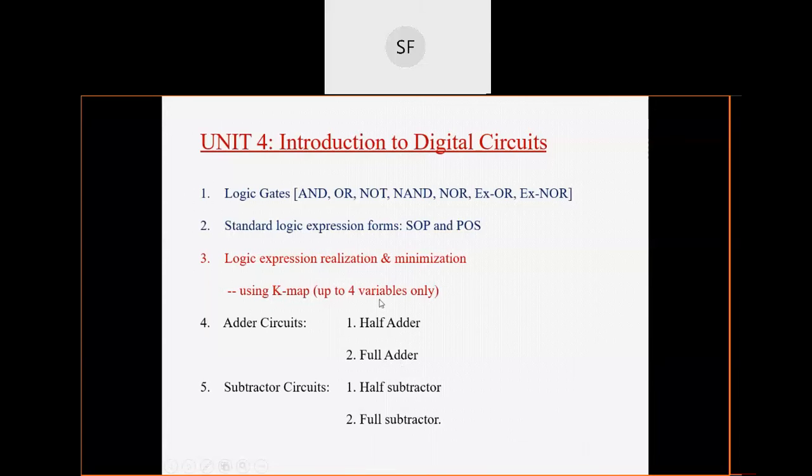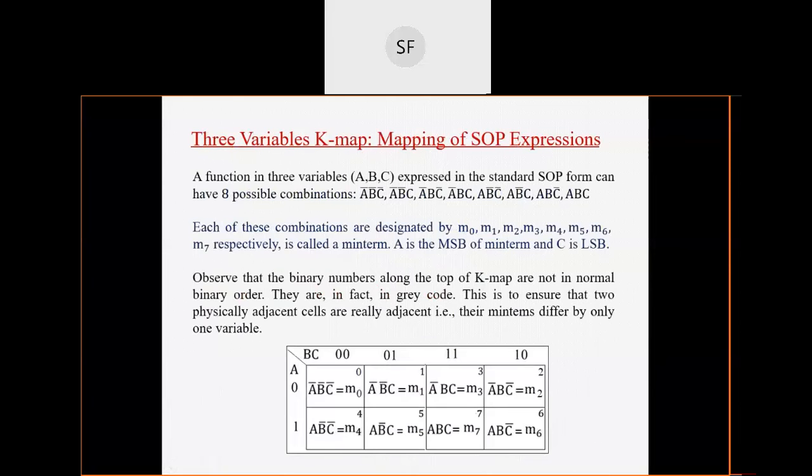We have seen the K-map of 2 variables in the last few sessions. We have also seen the SOP form and POS form for the same. So now in today's discussion, we will study the 3 variable K-map. Again in the 3 variable K-map, there will be mapping of the SOP function, that is the sum of product expression, and again mapping of POS will be there.